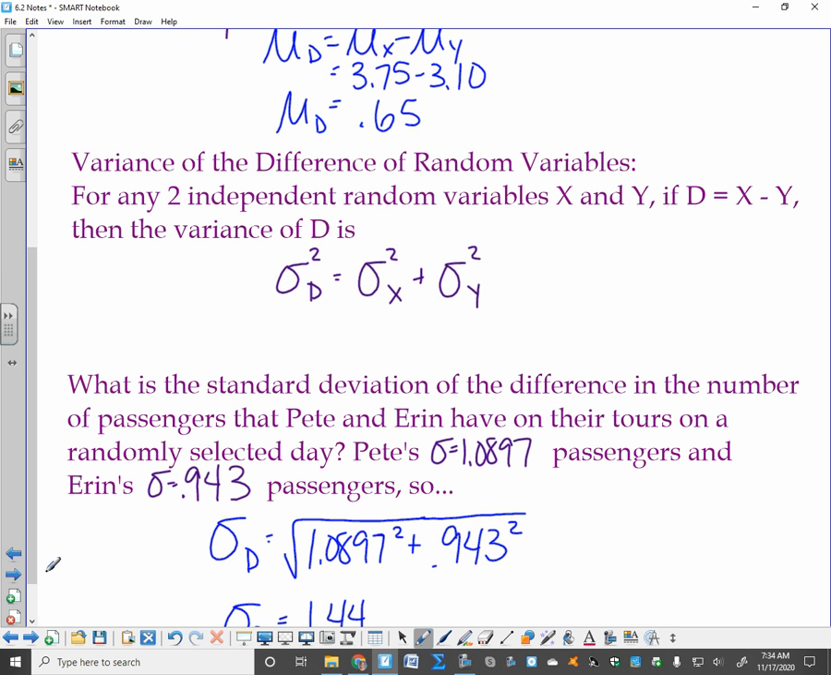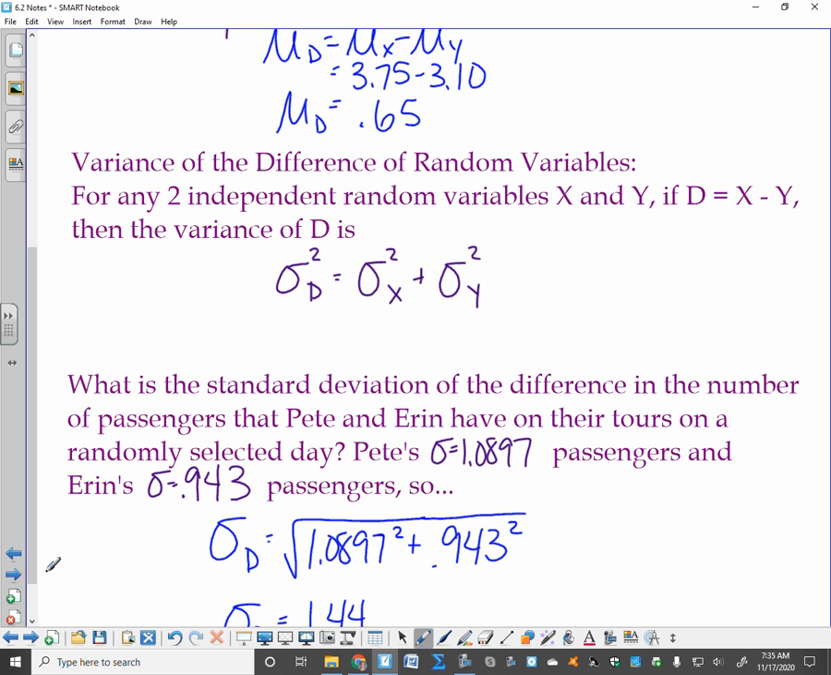Here's the fun part. The variance, or the standard deviation. Variance is the squared version, which is what you see written in purple. And to find the standard deviation, I just square root both sides. For any two independent random variables x and y, if d is defined as x minus y, then the variance of d is still a plus. The variance does not change to subtraction, even when I am subtracting my random variables.